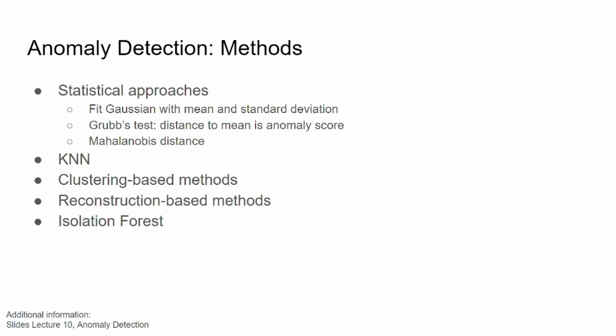You have different types of tests or measurements for univariate data, so data with only a single variable, and multivariate data. The Grubbs test is for univariate data, and the Mahalanobis distance is for multivariate data. You can also use k-nearest neighbor in this case. You have other clustering-based methods, reconstruction-based methods, and isolation forests. You can look into that a little bit more deeply in the lecture slides, but it's not really that important. We just want to mention it so you're aware of them.